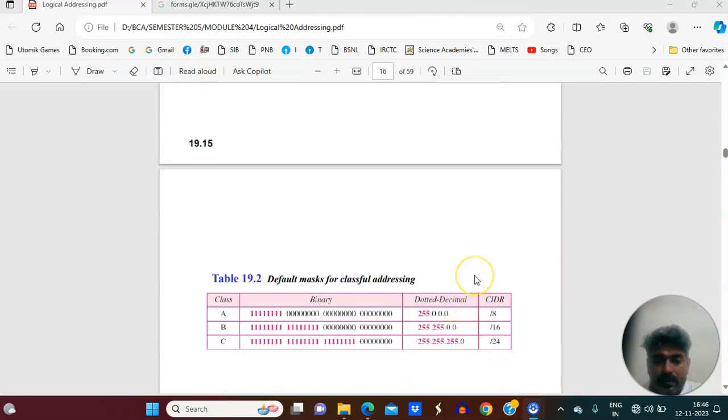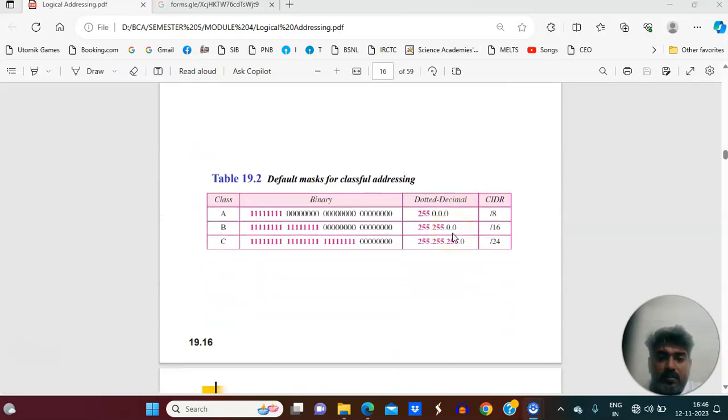And these are the default masks for classful addressing. Class A addresses will have a default mask of 8 ones followed by 24 zeros. Class B will have 16 ones followed by 16 zeros, and class C will have 24 ones followed by 8 zeros. Or in classless interdomain routing notation, they are represented as /8, /16, and /24.